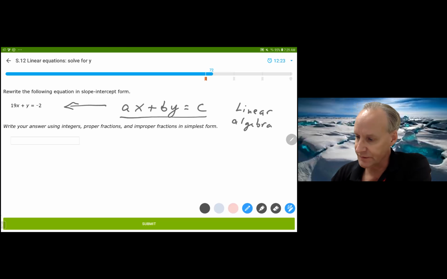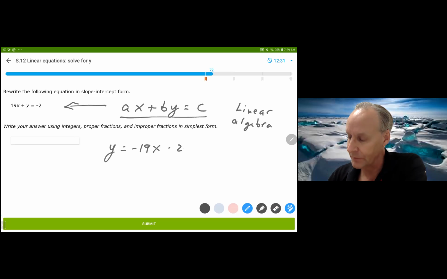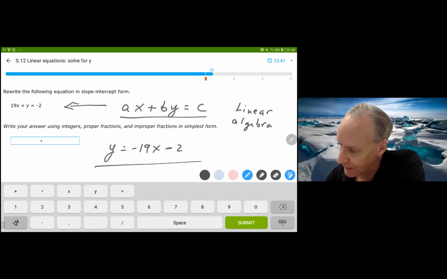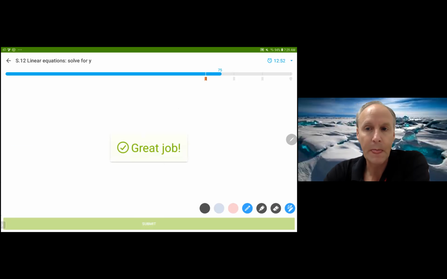Now, of course, to solve this for y is really easy. We're going to subtract 19x from both sides, and we're going to get y equals negative 19x minus 2. It's not wrong to put the negative 2 minus 19x. It doesn't matter, but we kind of like it in slope-intercept form. Might as well put it in order. So we have y equals negative 19x, we do need a space, minus 2. And we need to space it out a little bit.